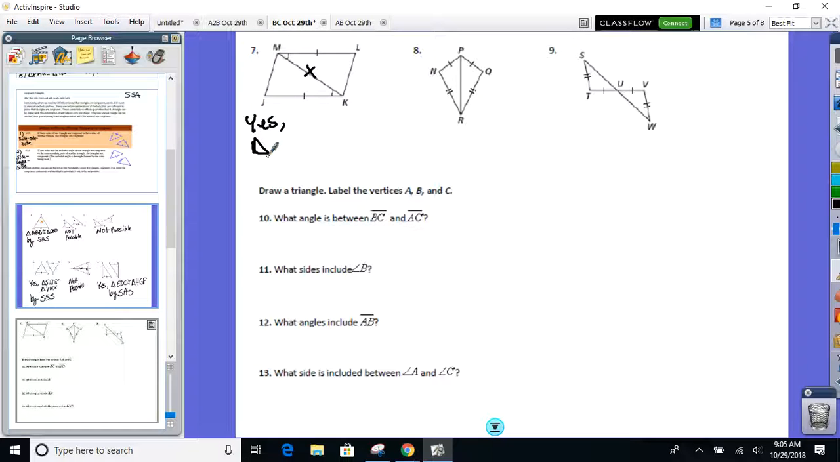Go ahead, name your triangles. KMJ, congruent to, what do you got over here? MKL. How we look there? KM, MJ, looks good to me. By what method? Side angle side, nice job. Don't forget, you can mark a reflexive or vertical angles on your own.